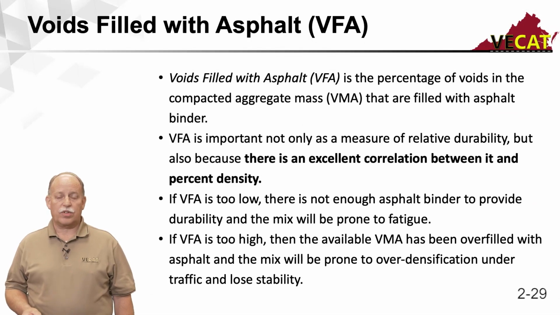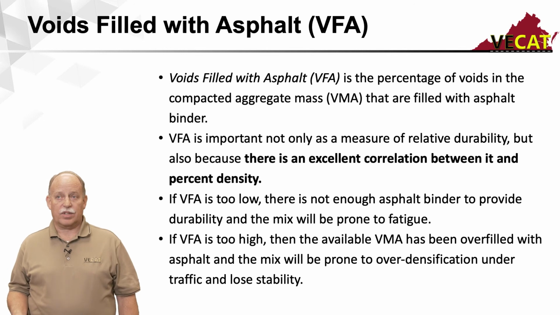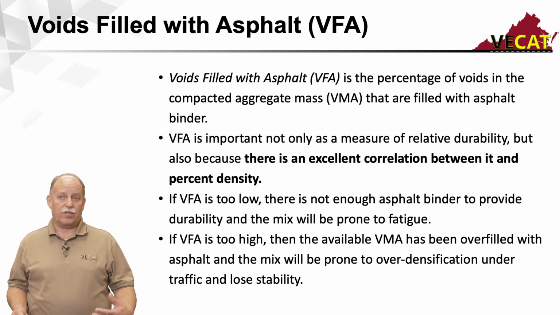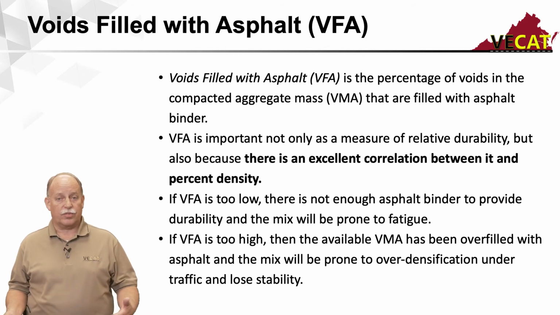So let's talk about voids filled with asphalt now. That's the percentage of voids in the compacted aggregate mass, or that VMA, that are filled with the asphalt binder. VMA is important not only as a measure of relative durability, but also because there's an excellent correlation between it and the percent density. So you need to have the proper VMA to get the relative durability that you want in your mixtures. If you have a VMA that's too low, there's not enough asphalt binder to provide that durability, and the mix will be prone to fatigue.